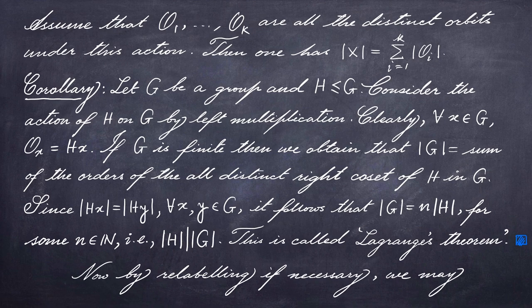And under this action, what are the orbits? Given an x in G, its orbit is easily seen to be the right coset, right? Now, if G is finite, this tells us that the order of G is nothing but the sum of the orders of all distinct right cosets of H in G.